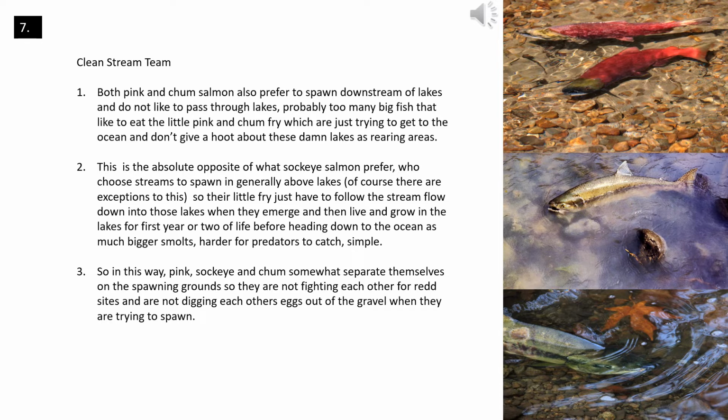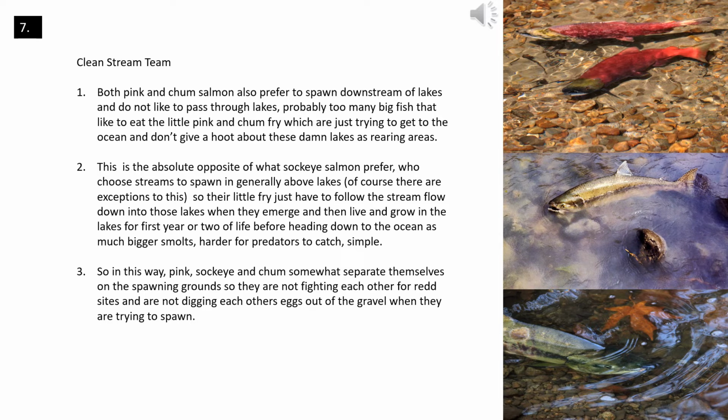So two of the species, pink and chum, also prefer to spawn downstream of lakes. And some do spawn upstream of lakes, but mainly the populations, the bigger populations anyway, are downstream of lakes. And they do not like to pass through the lakes, probably because there's just too many big fish that like to eat the little pink and chum fry, which are just really trying to get out of Dodge and get down to the ocean and really don't want to hang around these lakes as rearing areas.